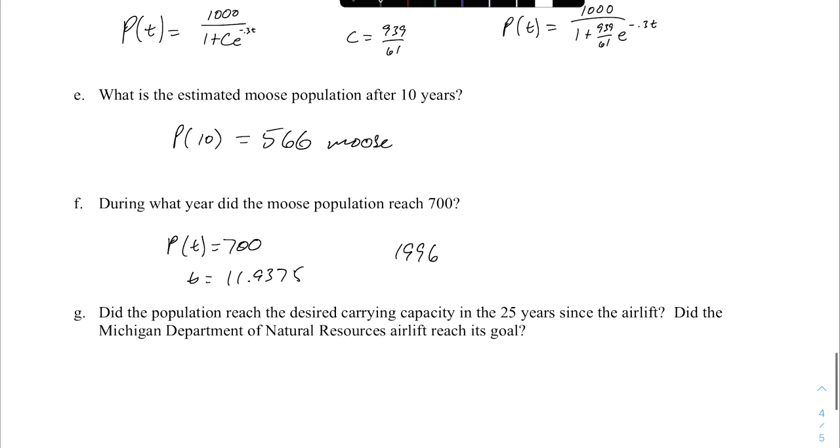Okay, did the population reach its desired carrying capacity in the 25 years? So P of 25 equals 992. So no, I mean, they did pretty good, right? But it didn't really reach its carrying capacity. So yes, but not really. Probably this isn't really something they would ask, or I would ask, on a free response, but this is a way of looking at it: they got pretty close, so they did pretty well in that 25-year amount.